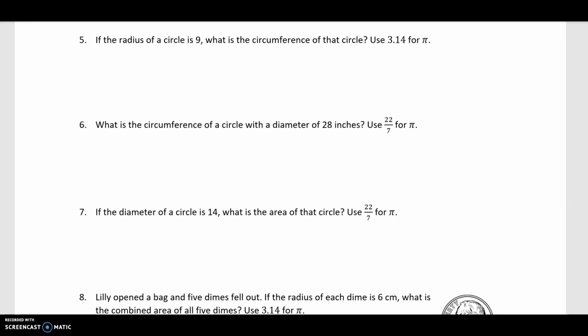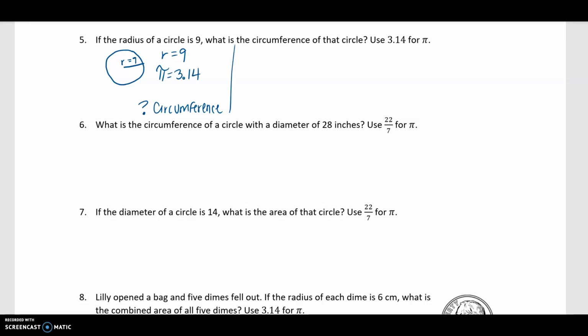Number 5 says, if the radius of the circle is 9, what is the circumference of that circle? Okay, so first we're analyzing the problem. So we're going to draw our circle, and it says the radius is 9. So I go from the center to the edge of the circle. Okay, so that's the first piece of information I know. It says, what is the circumference? So my question's asking me for the circumference. And it says to use 3.14 for pi. So pi equals 3.14. Okay, so that was my analyze step.